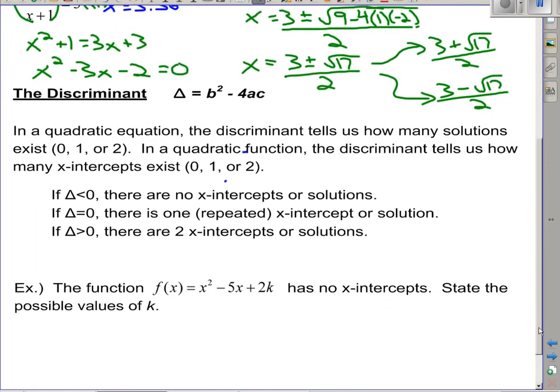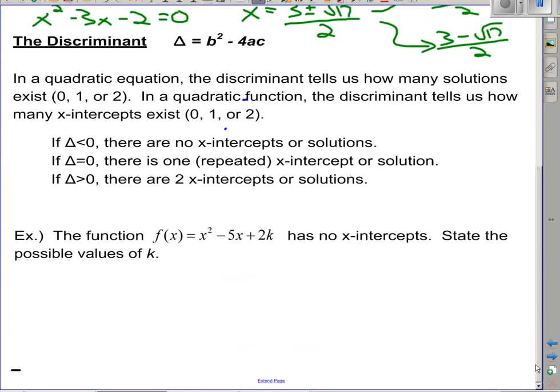All right, discriminant. So I talked about it briefly there. Delta equals b squared minus 4ac. So in a quadratic equation, the discriminant tells us how many solutions exist, whether they're 0, 1, or 2. In a quadratic function, the discriminant tells us how many x-intercepts exist, 0, 1, or 2. Now, I know for the case of 1, you might think of it as 2 identical roots. I just find this an easier way to digest it.